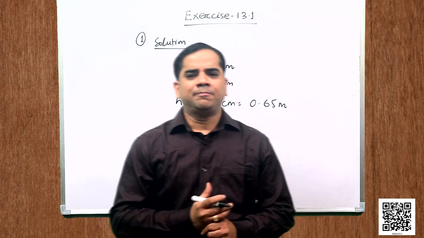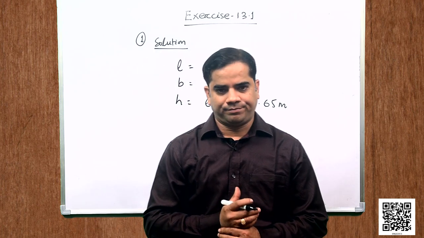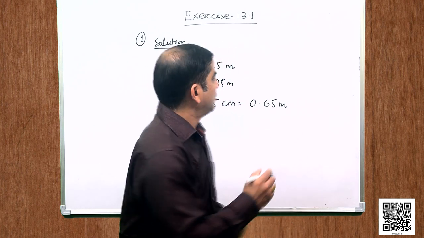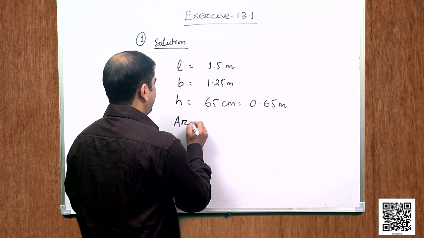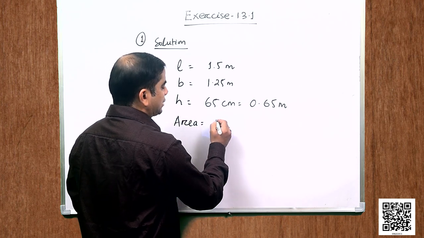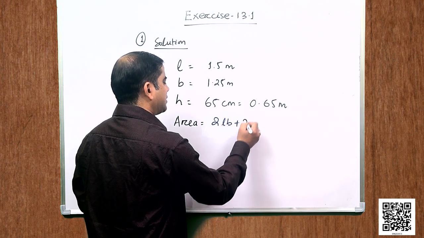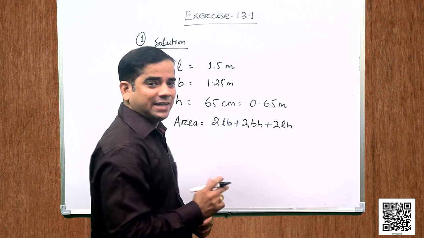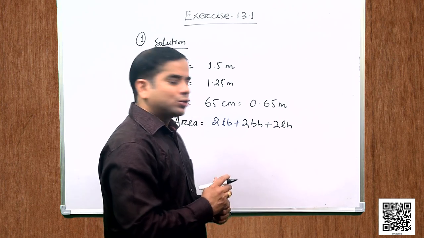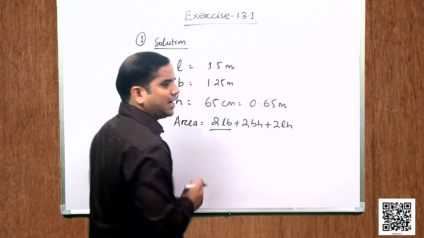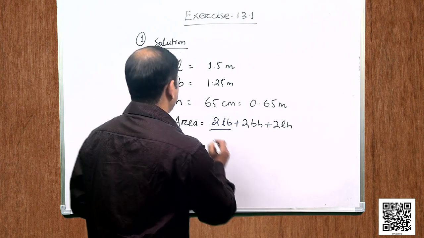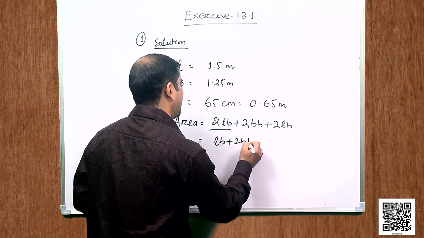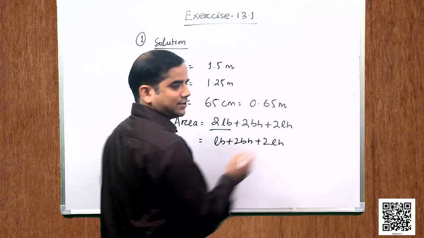You need to remember that the top is open. So, the top is open. That means we are left for the area. It is actually 2lb plus 2bh plus 2lh. But as the top is open, one of these areas is not to be included. So, that means the actual area will be lb plus 2bh plus 2lh.